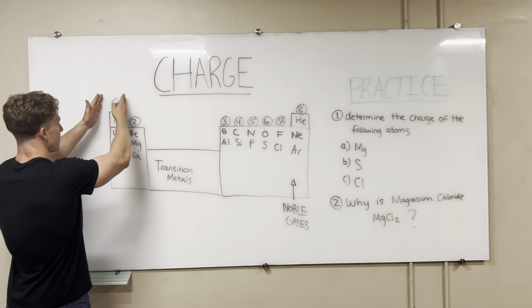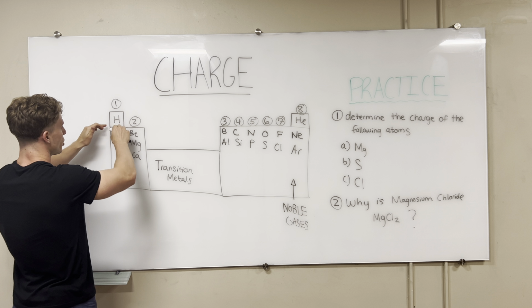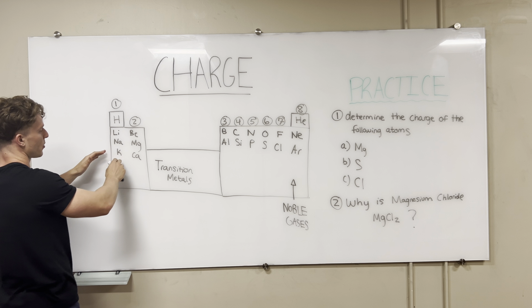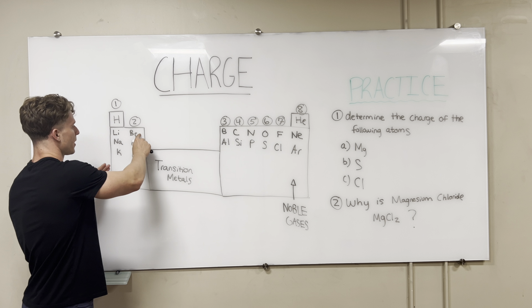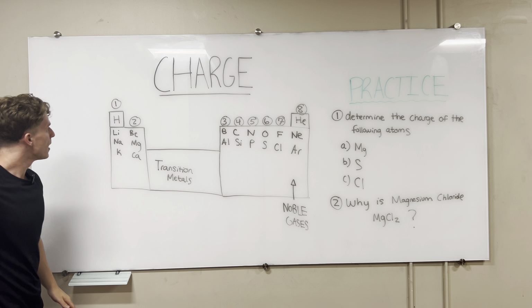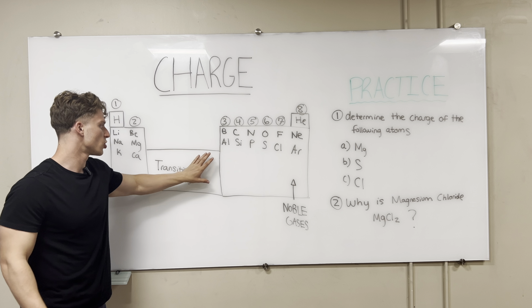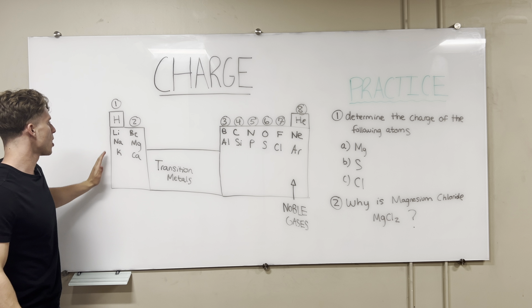So we can see the first column is going to include things like hydrogen, lithium, sodium, and potassium, right? There's a couple more down there. I'm not showing every single one. The second column is going to be beryllium, magnesium, and calcium. Then we're going to skip over the transition metals, right? So we're going to call this column 1, this column 2.